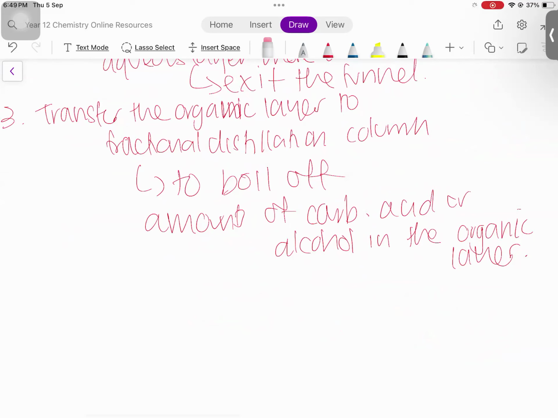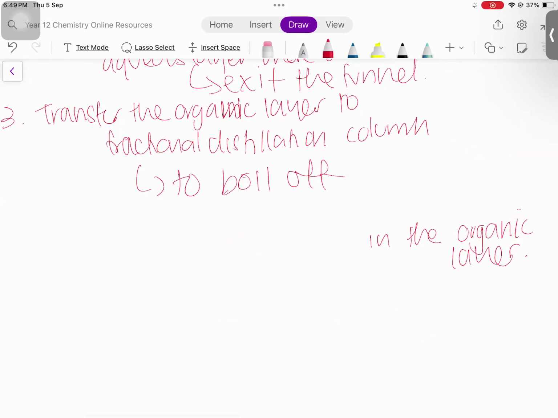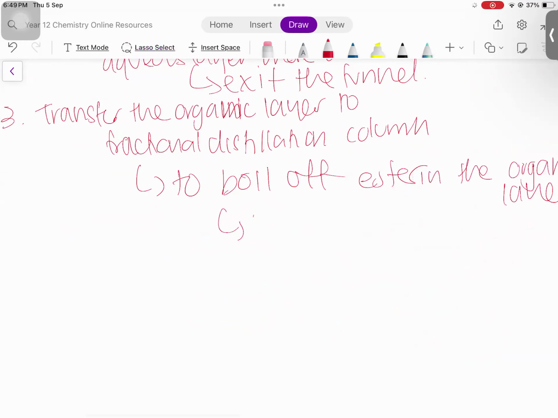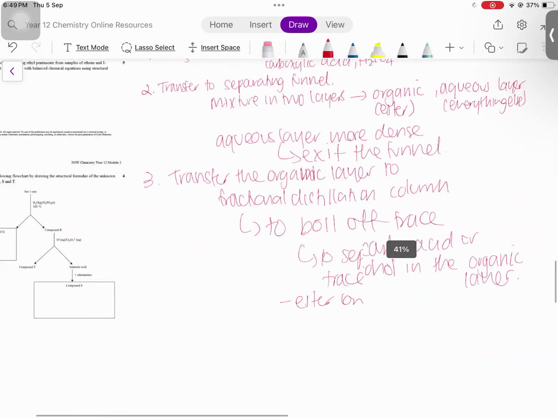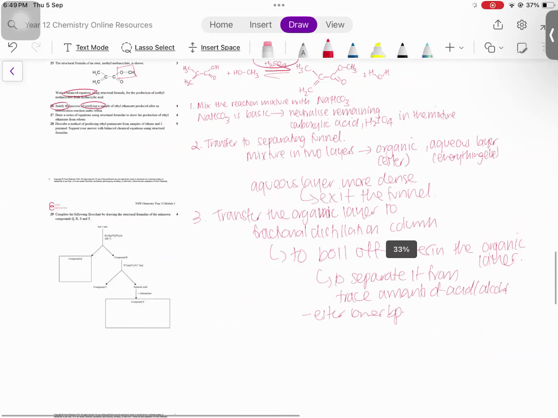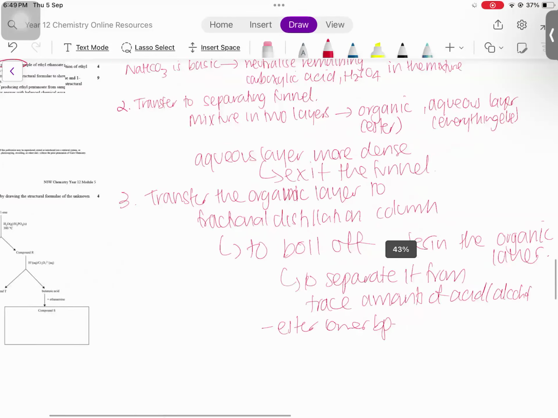So I'll change this actually. We're not boiling off the alcohol and the acid. We're boiling off the ester, to separate it from the trace amounts of acid or alcohol. So the ester has a lower boiling point, which is why it goes off first. Okay, good.